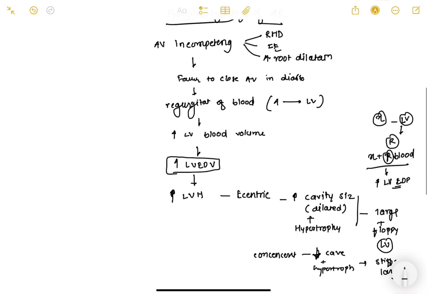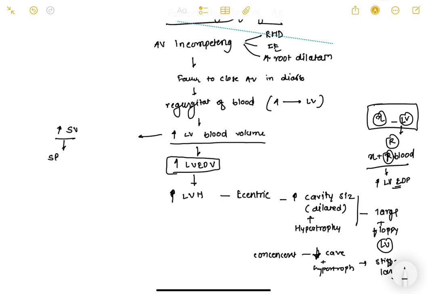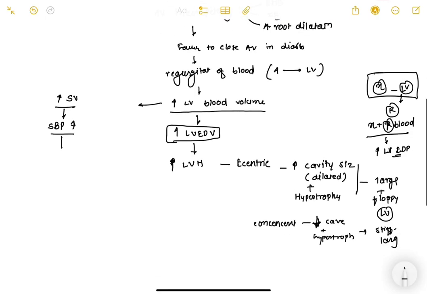Now there is regurgitation of blood, that is, increased left ventricular blood volume. So what will happen here? There will be increased stroke volume, right? Because there is blood X plus regurgitated blood. So the systolic blood pressure will increase, SBP will increase. So there will be a bounding pulse.